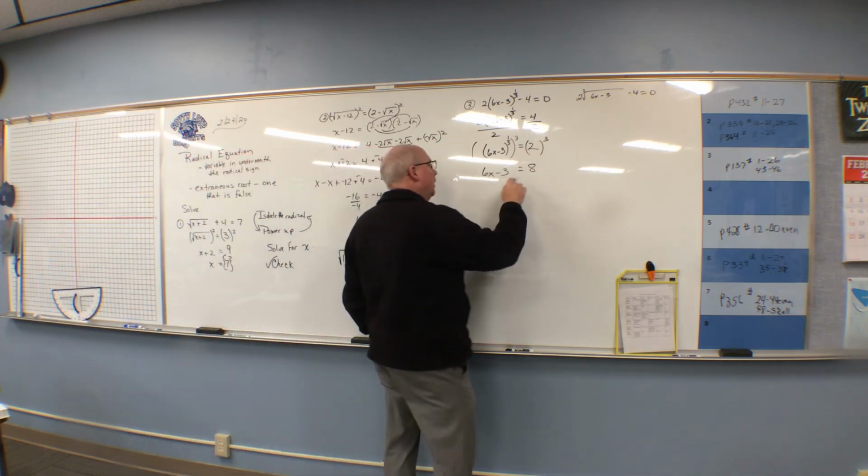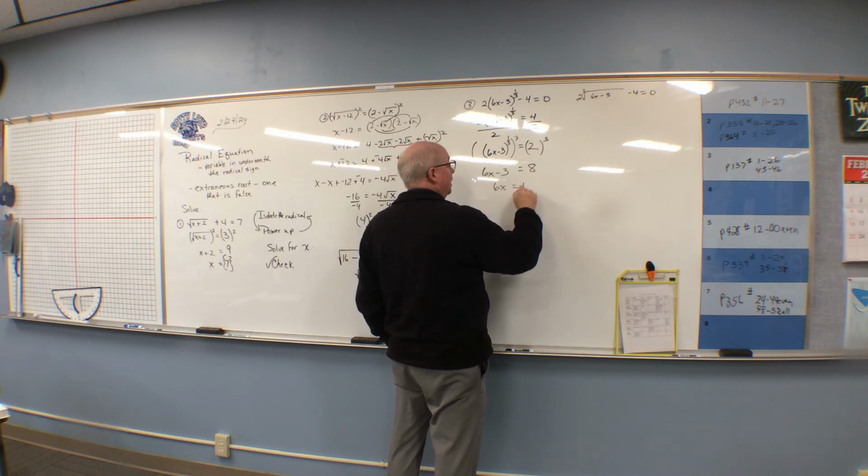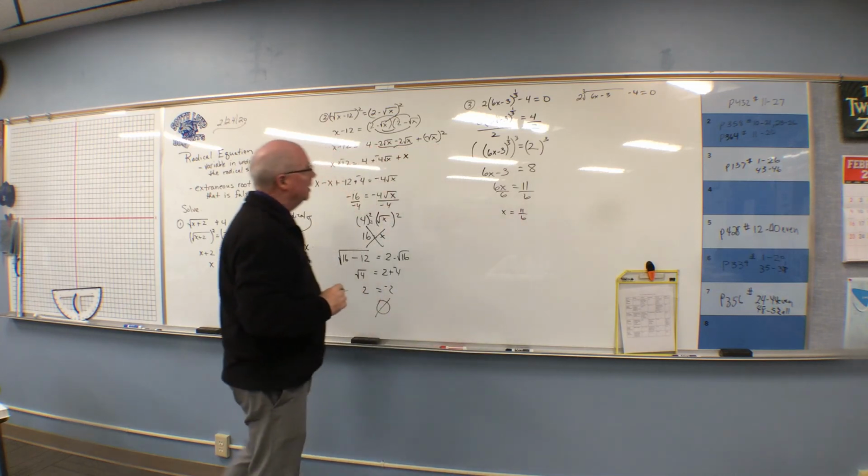So I'm going to move that 3 over. So I have 6x equals 11. And so divide by 6, I get x equals 11/6. Not a pretty answer, but let's see if it works.